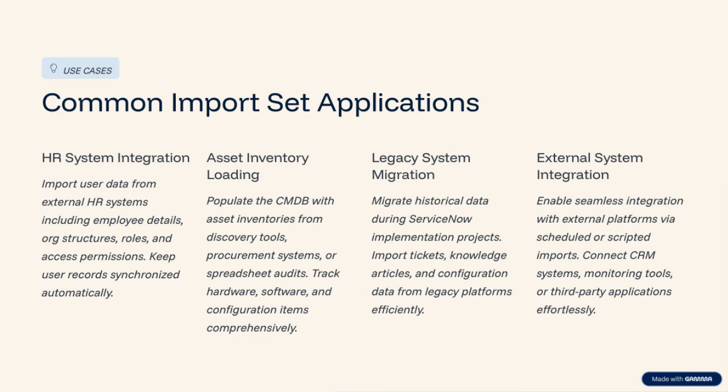Finally, integrating user data from external HR systems is also essential. This allows you to import employee details, organizational structures, roles, and access permissions automatically. Keeping these records synchronized ensures that your user data is always up to date, which enhances security and overall operational efficiency. All these integration points, whether for data migration, asset management, or user information, are designed to streamline your processes and ensure your systems work together seamlessly.